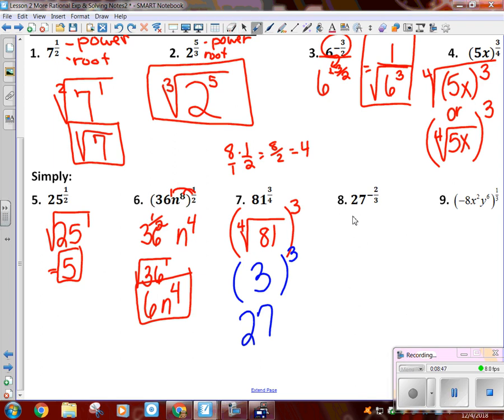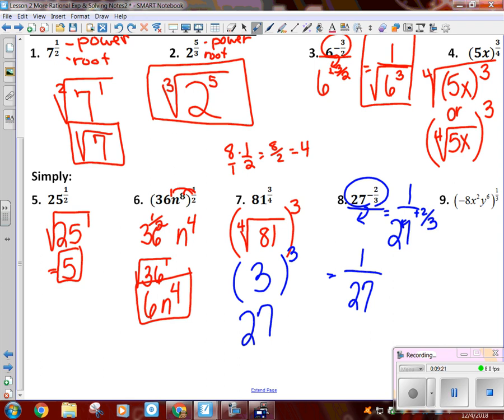Okay, next number 8. Let's try it without our calculator first. What's the first thing you notice about 27 to the negative 2/3 power? I need to move it to the bottom. So I'm going to move 27 to the negative 2/3 down here, and it's going to become 27 to the positive 2/3. Okay? So my answer is it's going to end up being on the bottom instead of the top. That's okay. 1 over. Now, I'm going to take 27 to the what power?